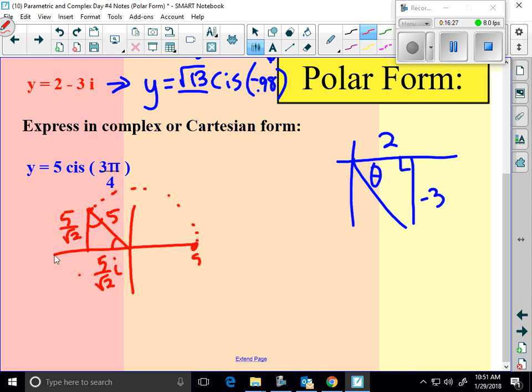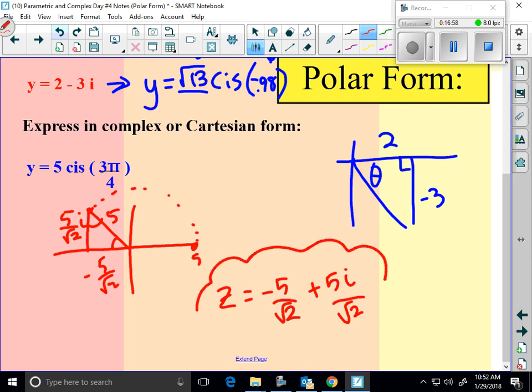Okay, oops, I did that part wrong now. The imaginary portion is always the y-axis. So I'd have a negative. So this point, in the rectangular form of that, I would write like this. And there's another form you could write this in, but that would be acceptable. Okay? Or 5 root 2 over 2 in both of those. Yes, sir.